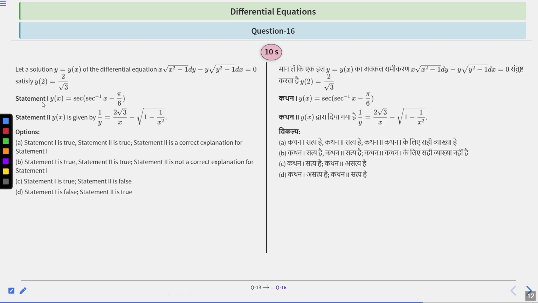So you have to basically check whether statement 1 is right or statement 2 is right, or whether statement 1 is a correct explanation of statement 2 or not. So in this way, you can try to approach this question. You have 10 seconds to solve or think about this question. After 10 seconds, we will discuss the solution.